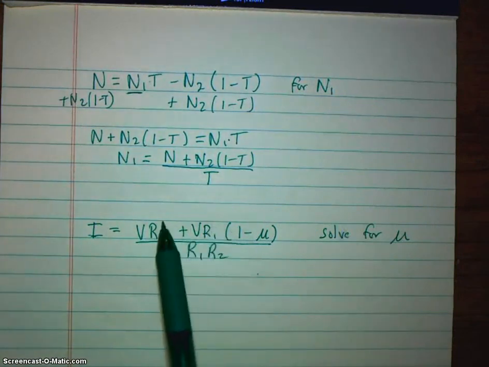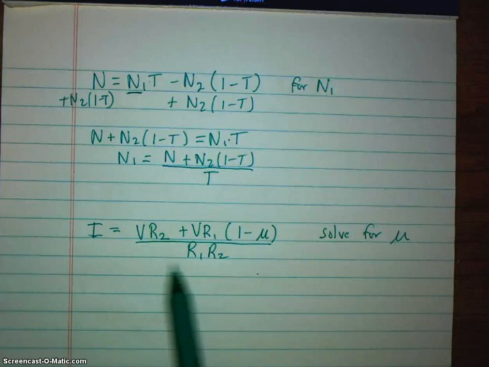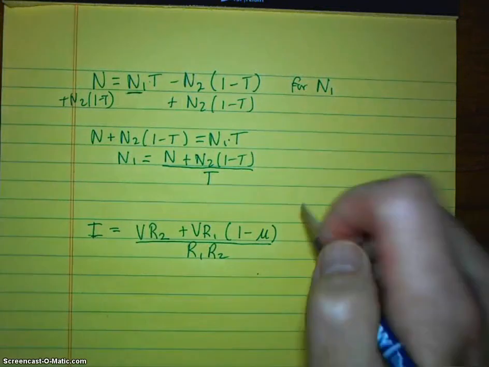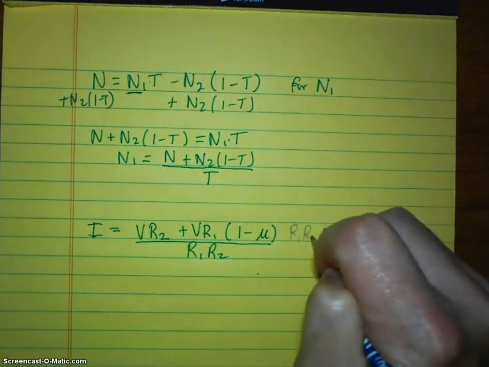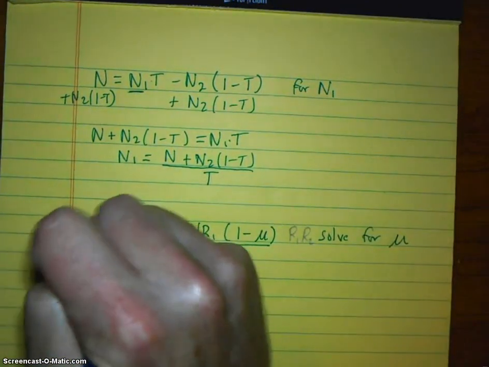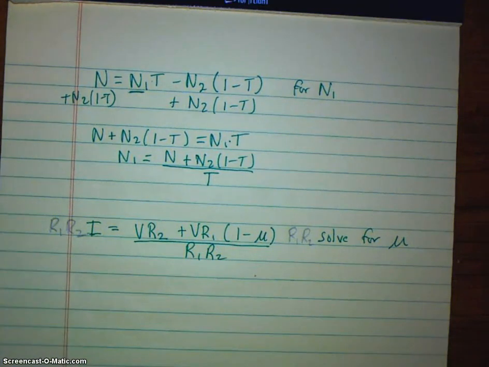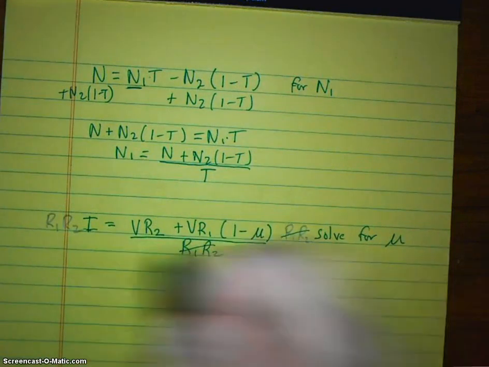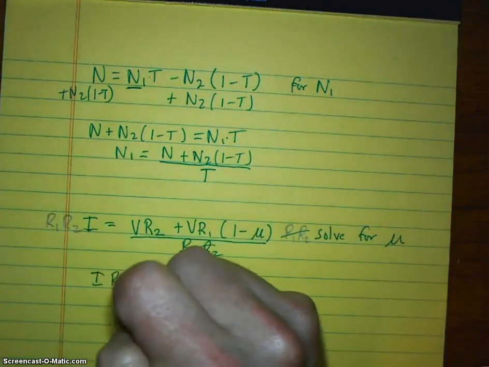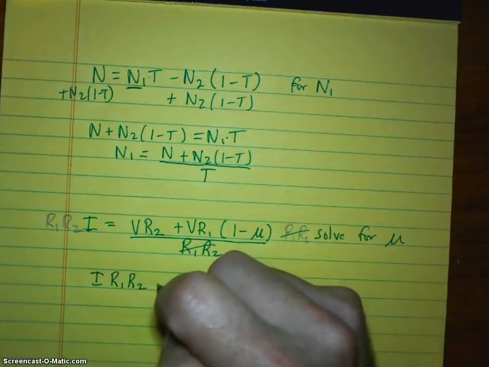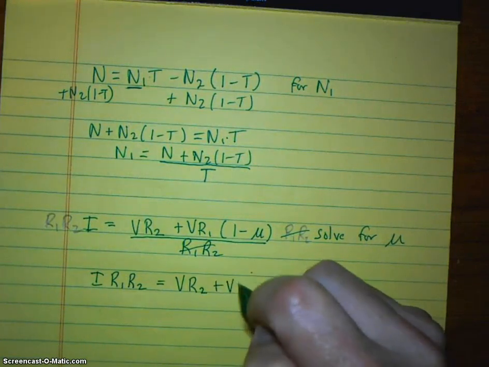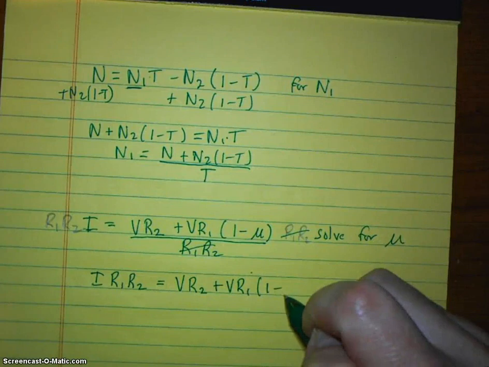First, as we've had in many problems, we have a fraction. And my goal when I see an equation and I see fractions is to get rid of the fraction. So I would start by multiplying both sides by R1, R2. Those reduce out. That gets rid of the fraction at least. So I'm going to write I R1, R2 equals VR2 plus VR1 times 1 minus mu.